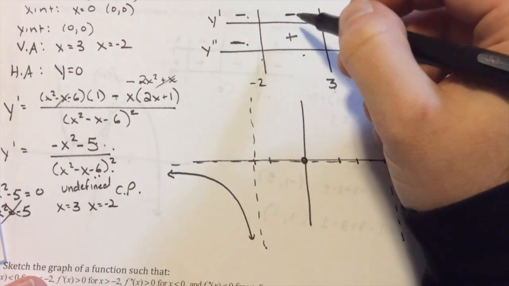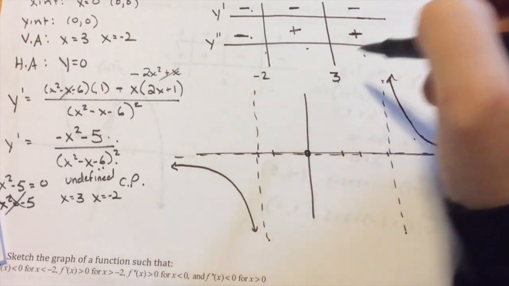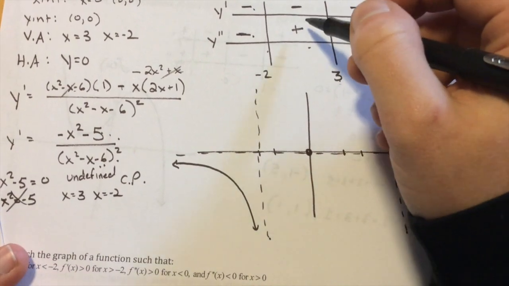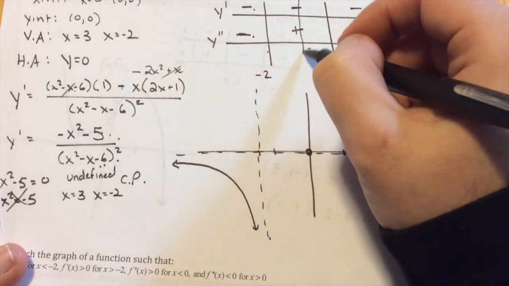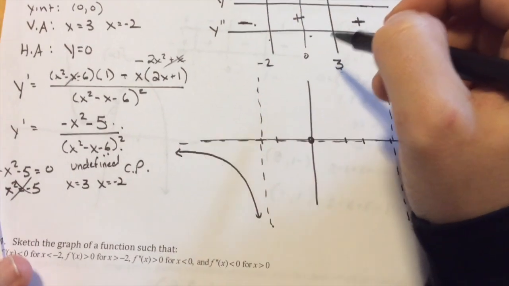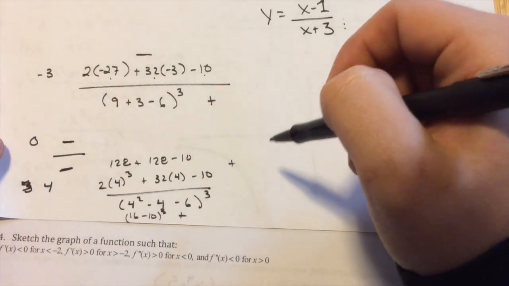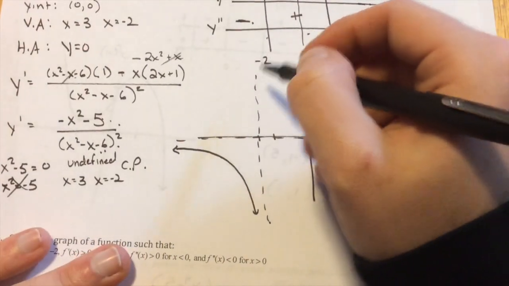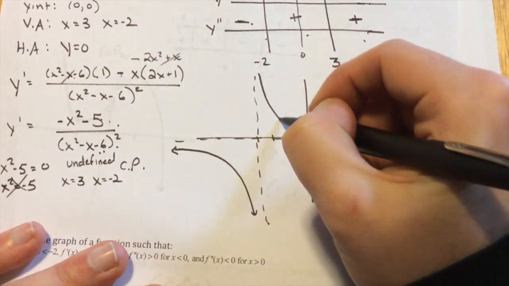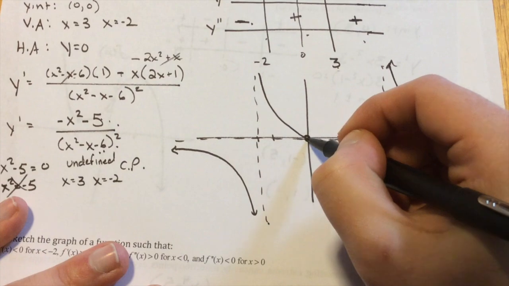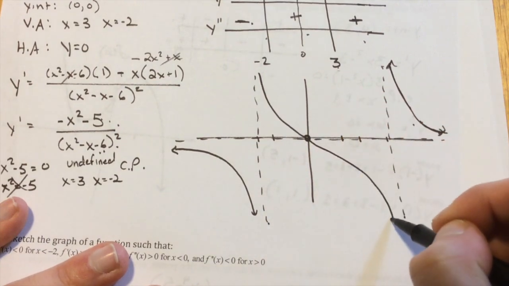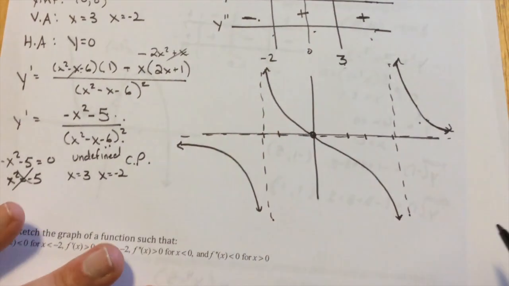And I know I'm most likely going to have another inflection point between negative 2 and 0. So if I tested left and right of 0 for my second derivative, if I pick negative 1, I'm going to get something that's positive. And if I get something here, my graph is going to look like that.